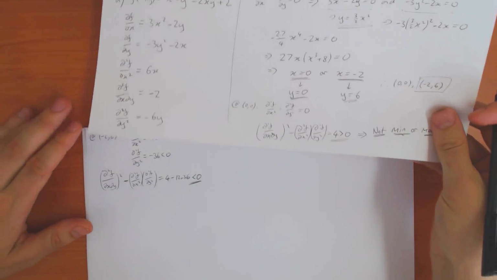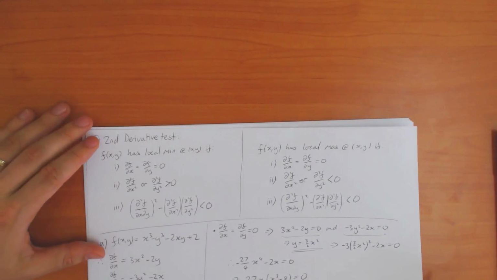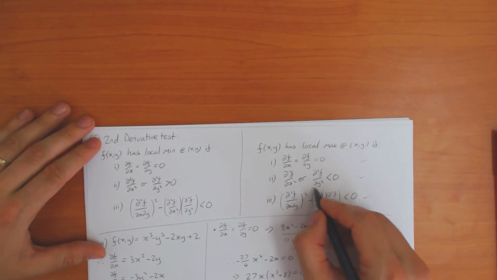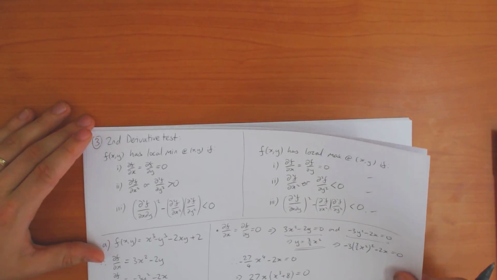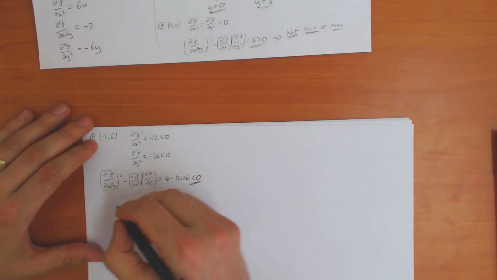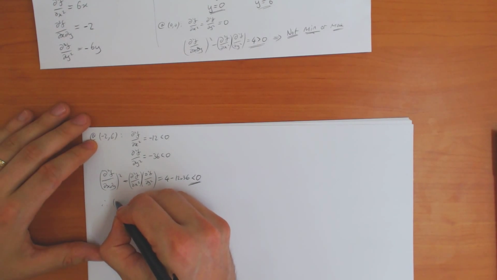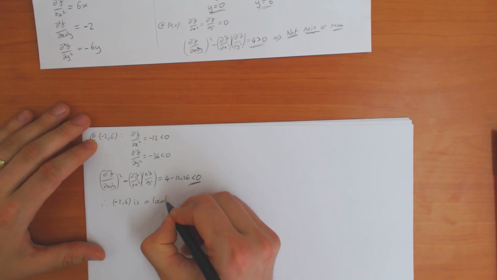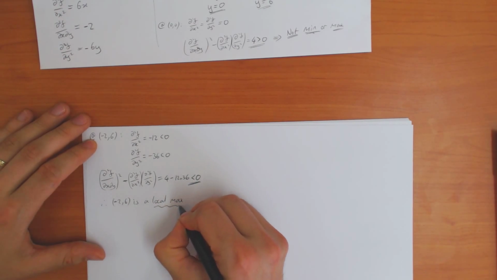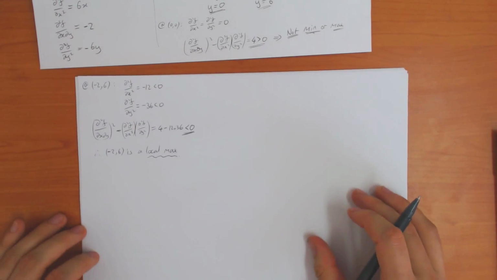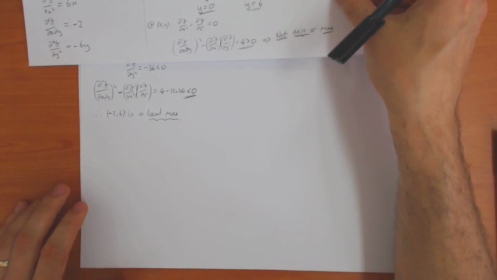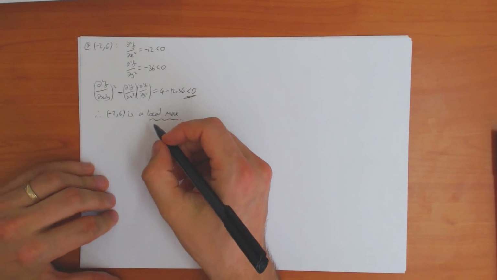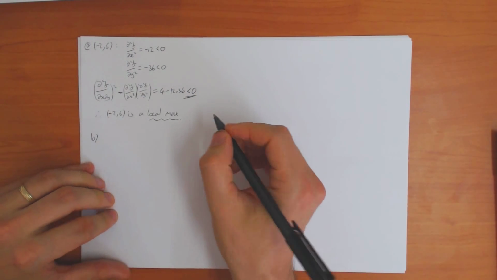Okay, so that means in this second case we've satisfied the conditions for a local maximum. Right? This is true, and that is true. So therefore this point is a local max. Okay, so that's the end of the first one. There were 3 altogether, so let's do the others.